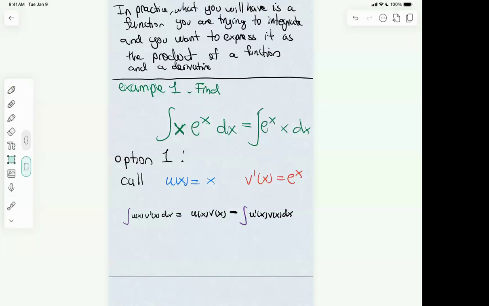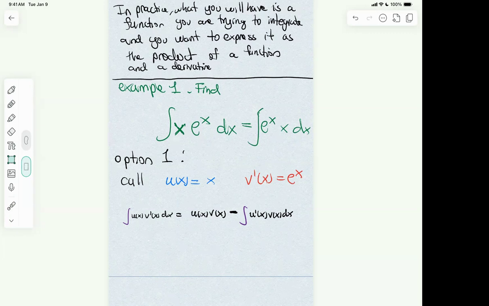So if you look at the formula, and there's a way to memorize the formula, which I'll tell you in a moment, with a trick. But if you look at this formula, okay, if you call this U and this one V prime, then U times V prime gives you x times e to the x, which is perfect. That's what we had here. So according to the integration by parts formula, what is the answer?